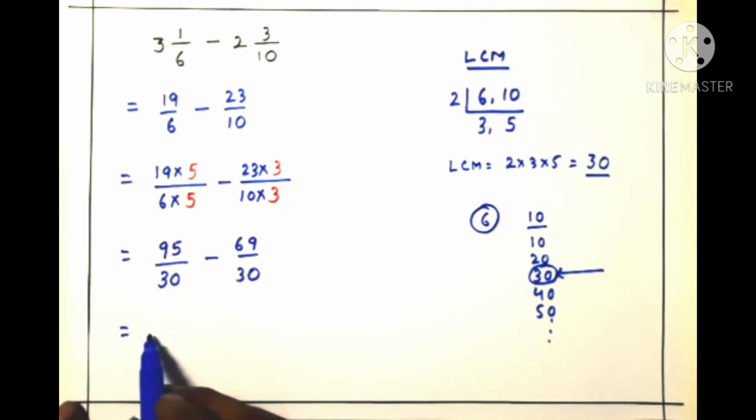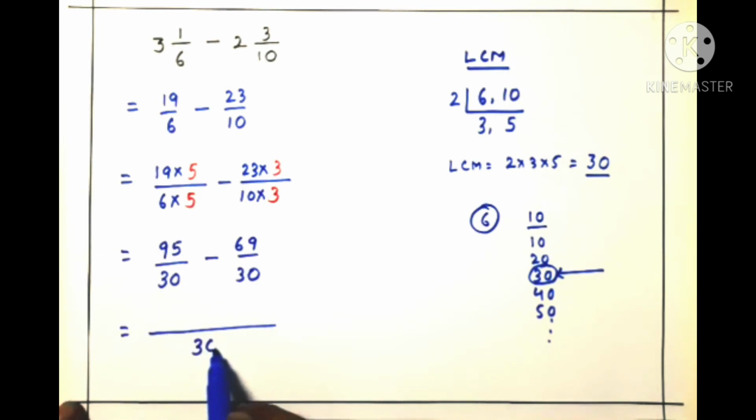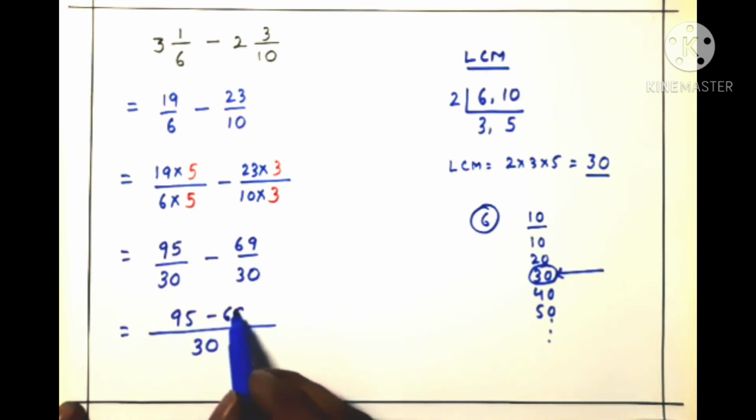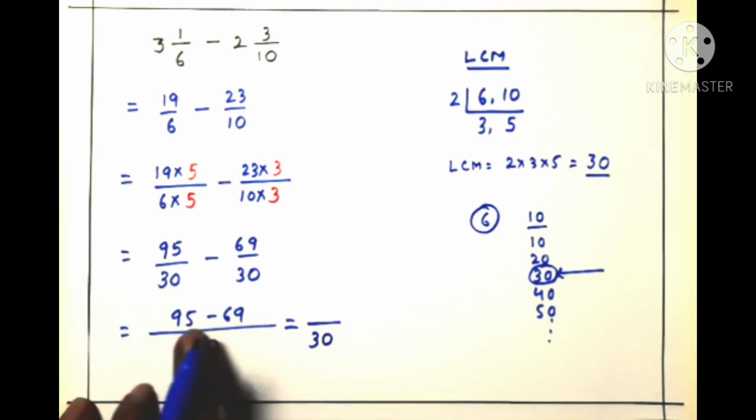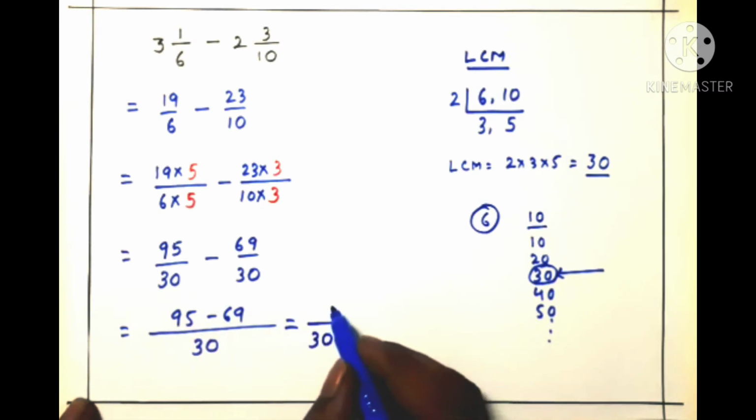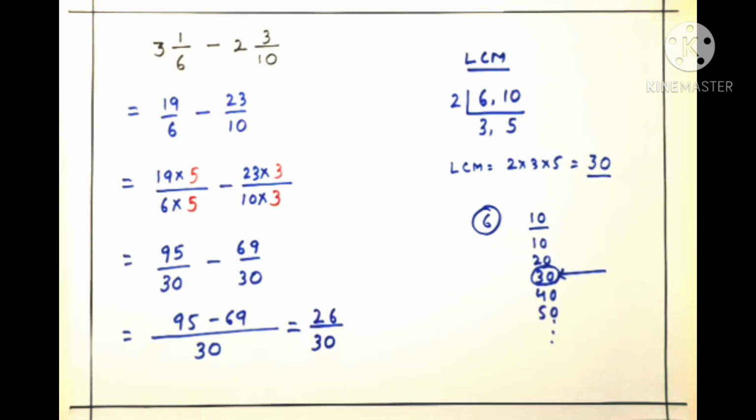So when we get like fractions, we just put the denominator as it is and subtract the numerators. So 95 minus 69, you just subtract it and we can get the answer. So the denominator will be as it is. Now 95 minus 69. So 15 minus 9 is 6. We'll get 26. So the answer is 26 by 30.